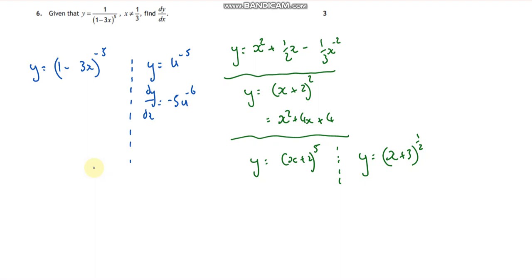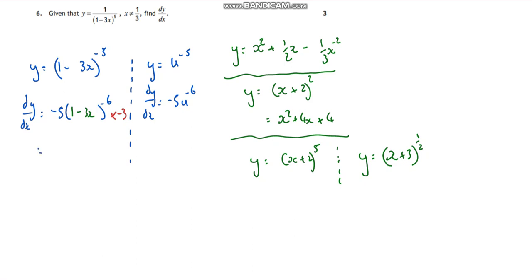I'm going to do the same over here. I'm going to say dy by dx. That's going to give me negative 5 times the bracket to the negative 6. Now my bracket stays exactly the same. So I put that in there. And then I need to, and this is my rule, I need to multiply by the differential of the bracket. So that's the bit that people forget. So I'll tidy that up.